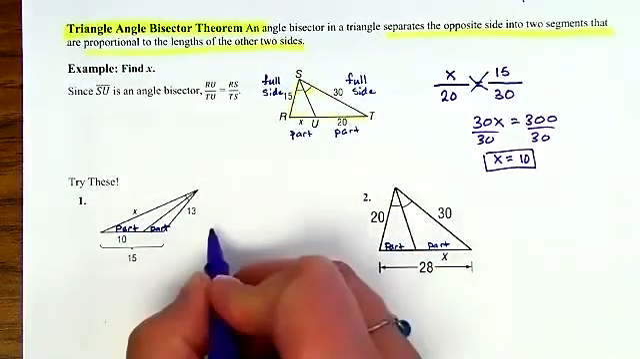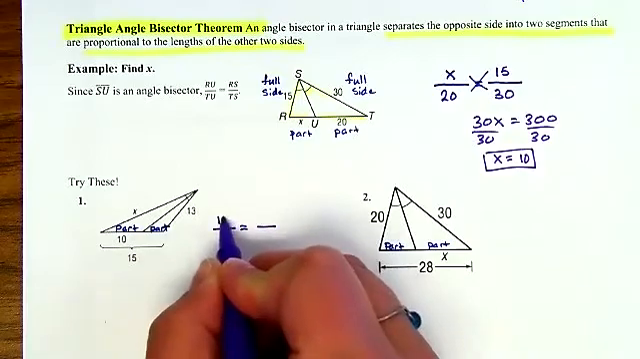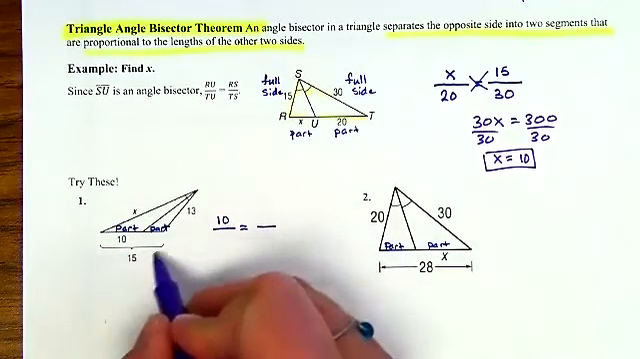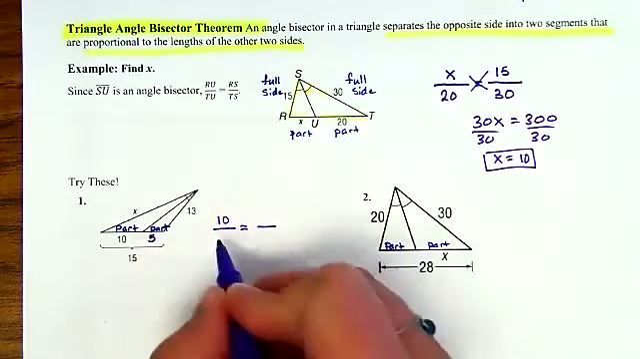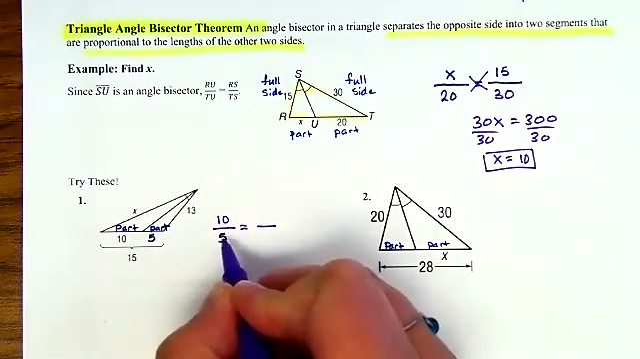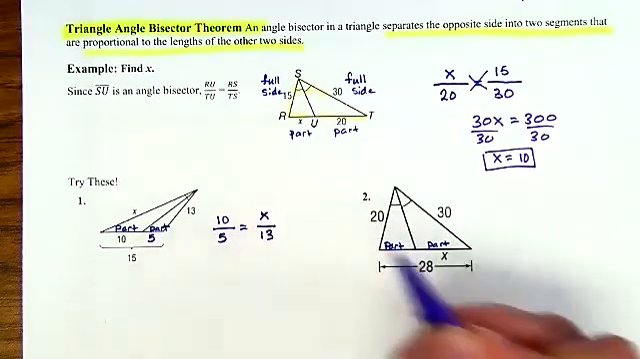So I'm going to set up the proportion first, just like this. And I've got one part that's 10. Oh, but the whole thing is 15. So this other part here has to be 5. Oh, that's segment addition postulate. All right, so 10 over 5 is equal to x over 13.